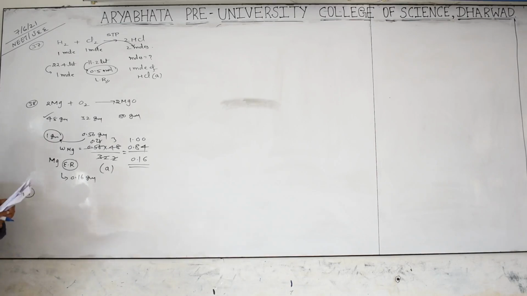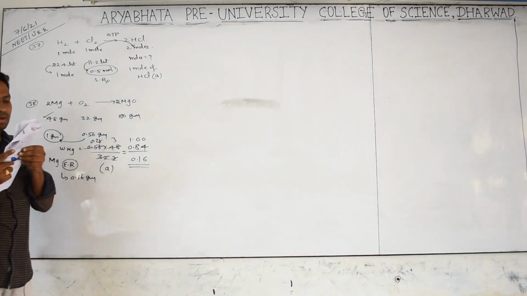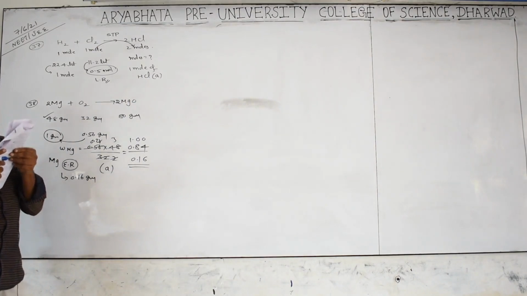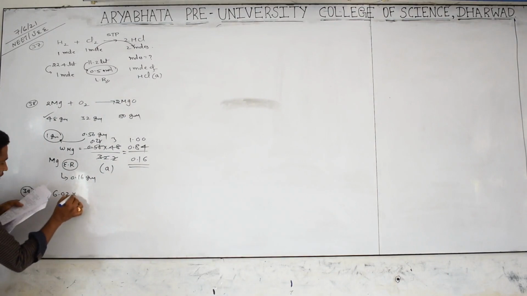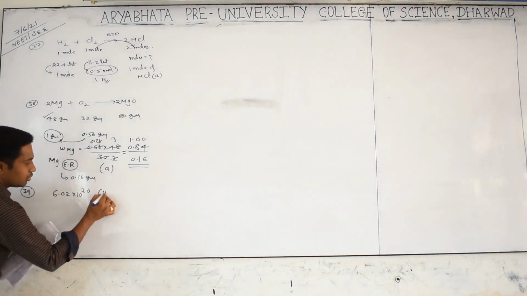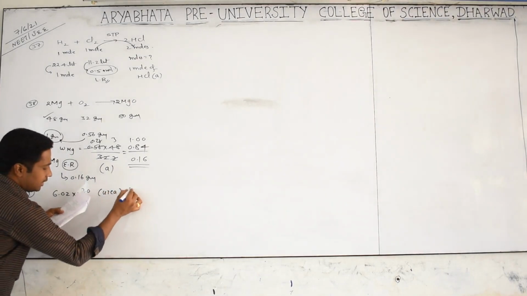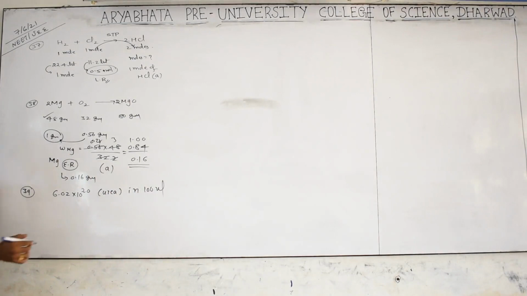What is the question of 39? See carefully. 6.02 into 10 to the power of 20 molecules of urea are present in 100 ml of the solution. Then what is the concentration? 6.02 into 10 to the power of 20 urea molecules are there in 100 ml of the solution. Then what is the concentration of the solution?